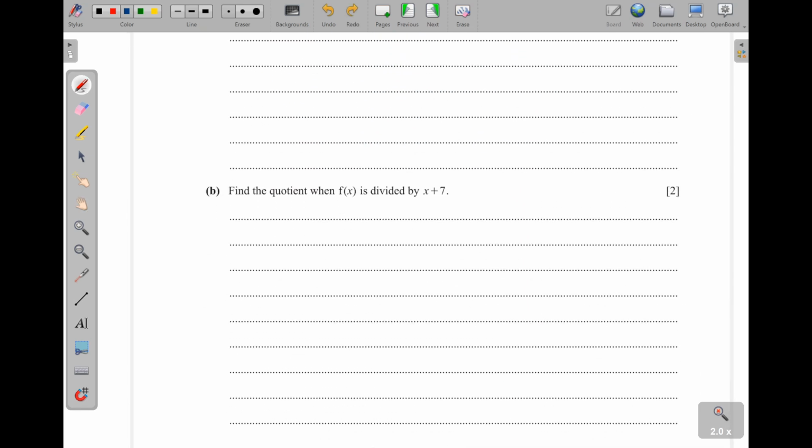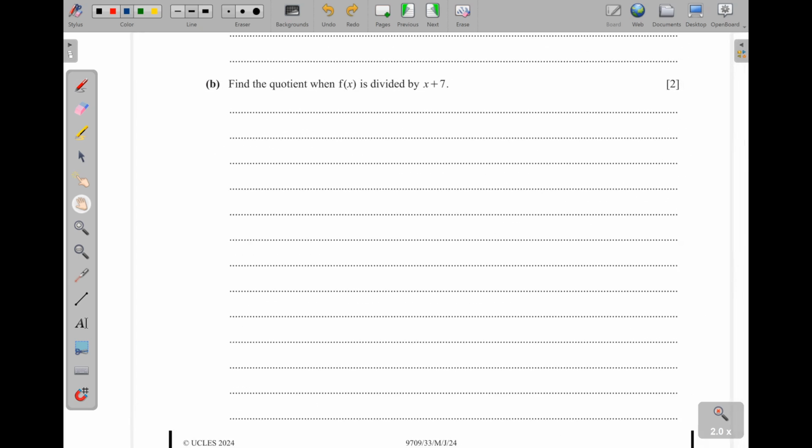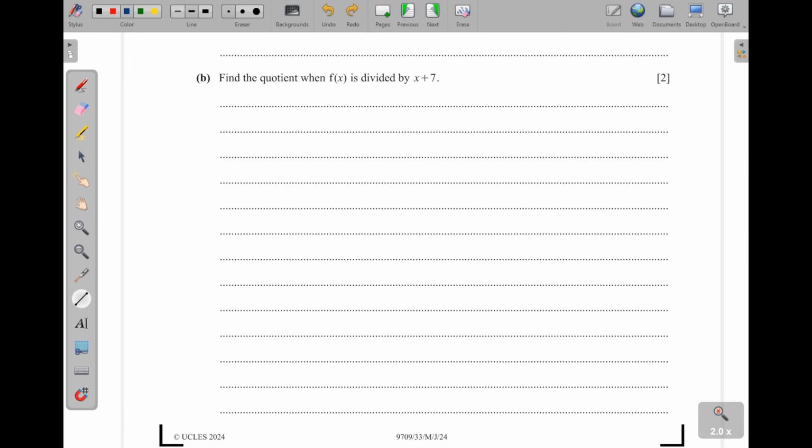Then part B, find the quotient when f of x is divided by x plus 7. There are two methods I can use here. One is long division, then the other one we call the synthetic approach. So using long division, what do we have? Let me split it into two. We have 8x cubed, then plus 54x squared minus 17x, then minus 21. Our divisor is x plus 7.